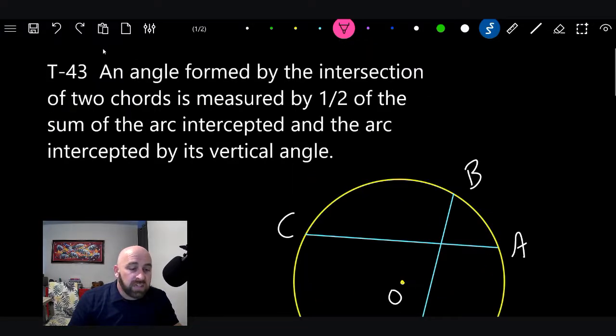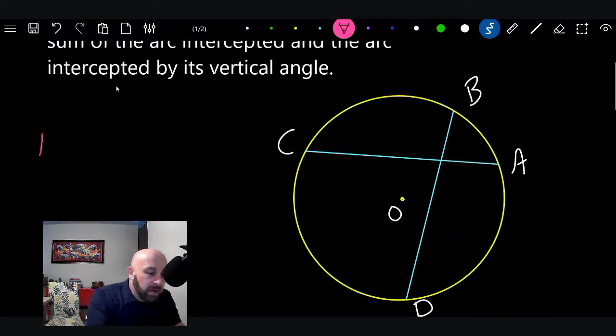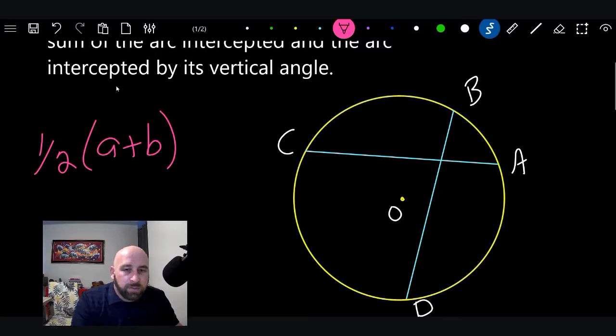Okay, so let's keep going with it. Is measured by 1/2 the sum. Okay, so what does that mean? Well, if this was algebra, we would write this as 1/2 of the sum of, we'll call it A plus B. That would be our little algebraic formula right there. And A and B would be, excuse me, they would be arcs. So that would be algebra.